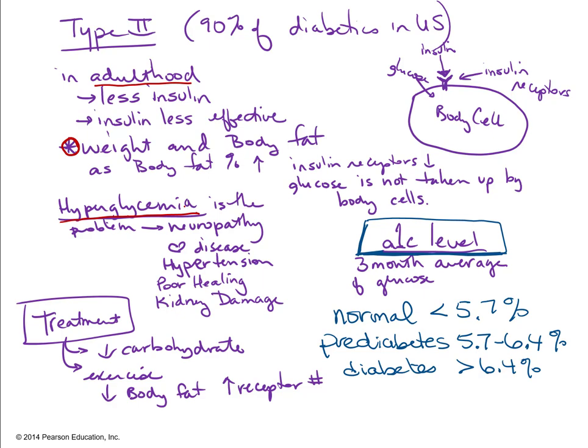3 more minutes. And so now you still have this risk of heart disease, hypertension, poor capillary circulation, poor healing. You can still end up with kidney damage. Blindness can still become an issue. So treatment for this, though, is a little different than what it is for type 1.